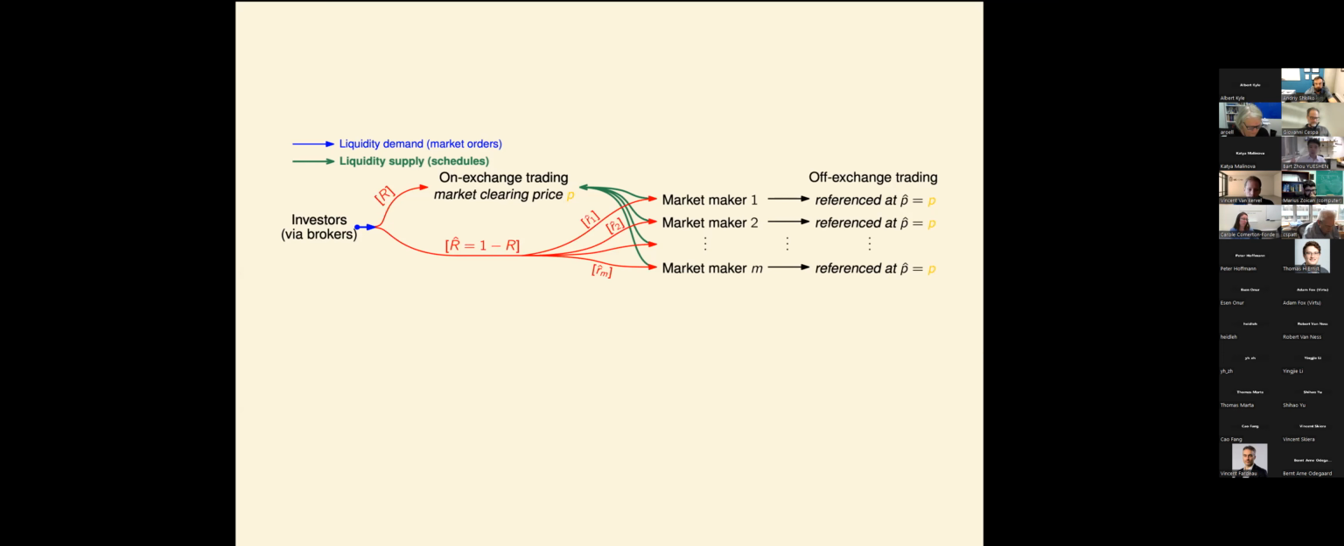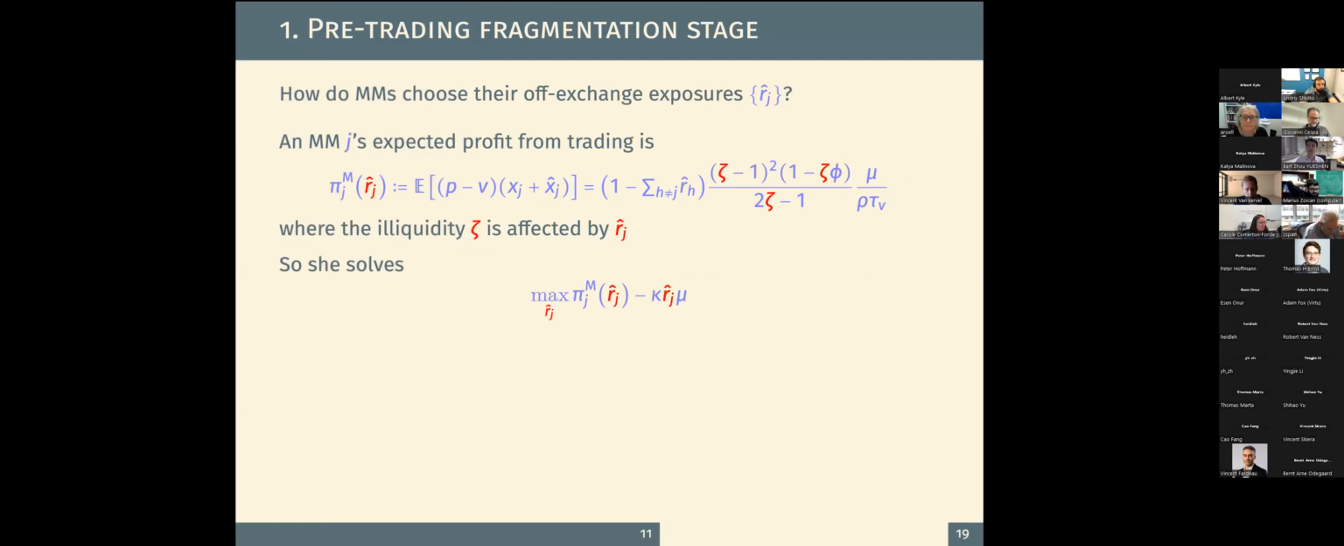All right, so anyway, let me get to that. So far I haven't really endogenized the market maker's choice of fragmentation. So let's try to do that. That's the red part here. That's the first stage. We first derive the expressions of on-exchange expected profit using our trading equilibrium here.